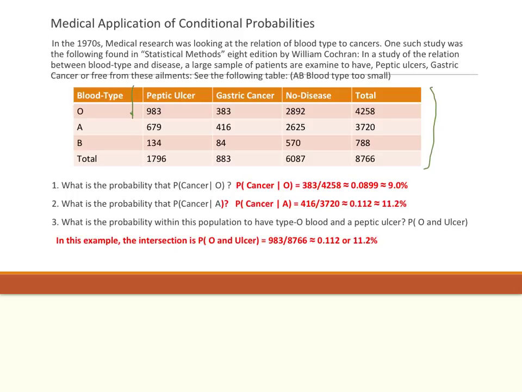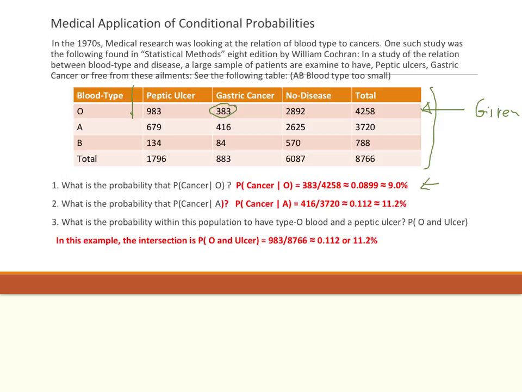So gastric cancer is the question. And the way we look at it is the following. We look at the row of O, which is the given row. This is given. And we go within the row to see where the cancers are. And we have a ratio of 383 to 4258. In this case, it's approximately equal to 0.0899, which is about 9%.